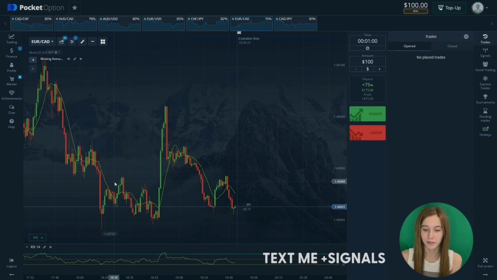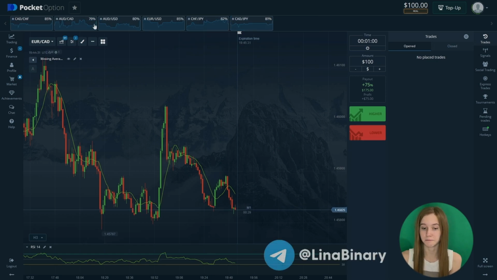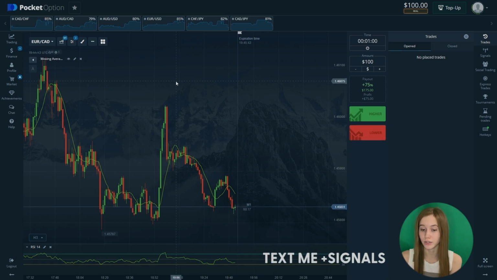Next, we have several currency pairs for trading. There are 7, but let's remove this one and we leave 6. You also see the payout percentage. I recommend you choose a payout percentage of more than 70%. It's very important, no less.